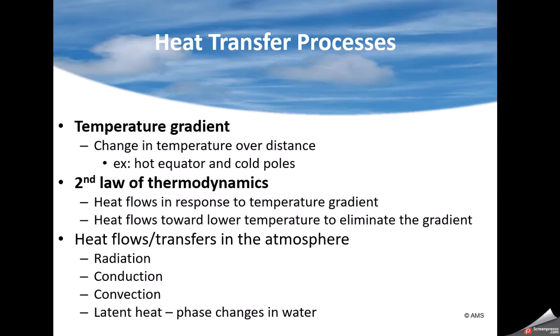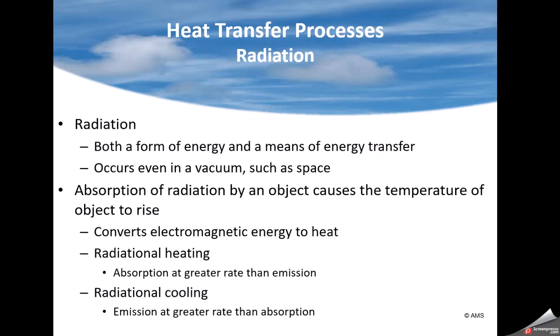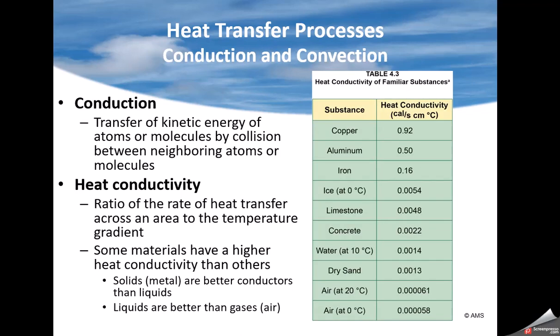So how does this heat flow? How is the heat transferred? Well, it's transferred through radiation, which we talked a lot about in the last chapter, conduction, convection, or latent heat. So radiation just means energy transfer, like from the sun, like from a hot object. So that is just one means of moving energy around. Conduction is another.